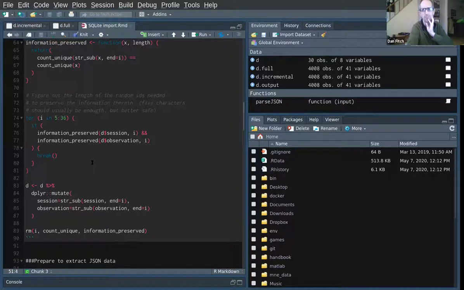I don't know if anybody wants to speak to that. Anybody have any opinions about using R?